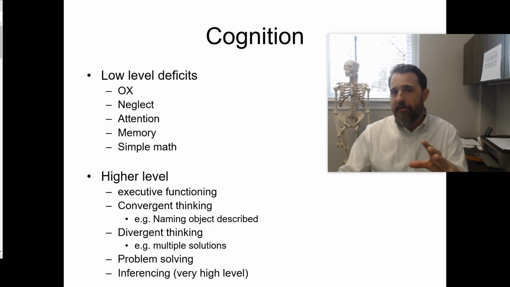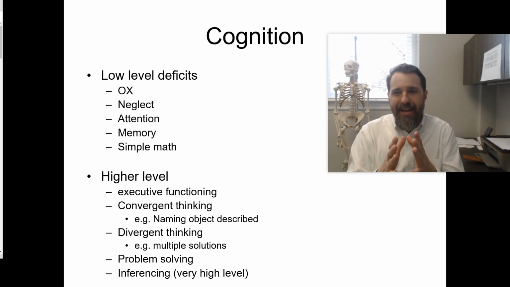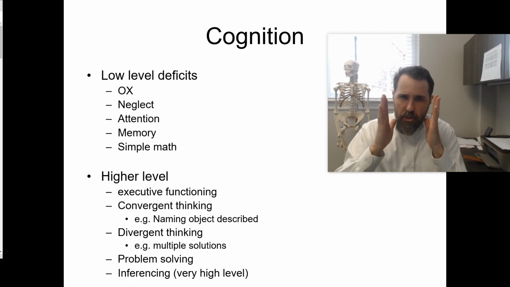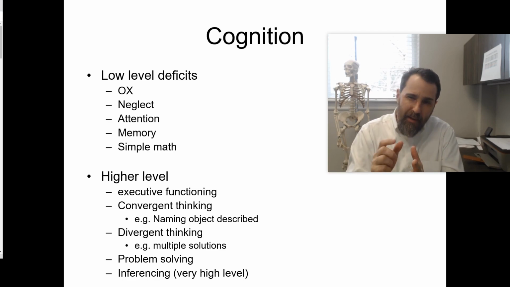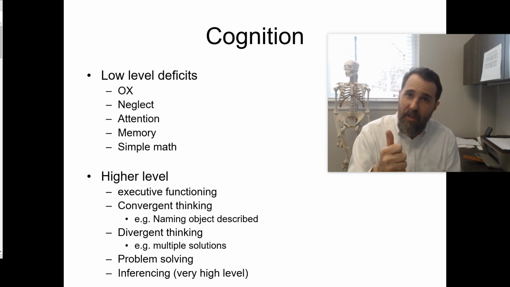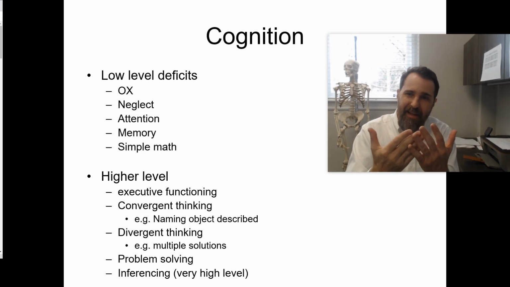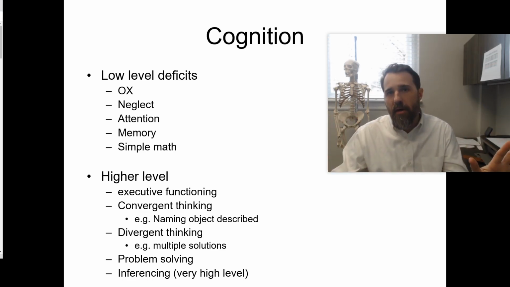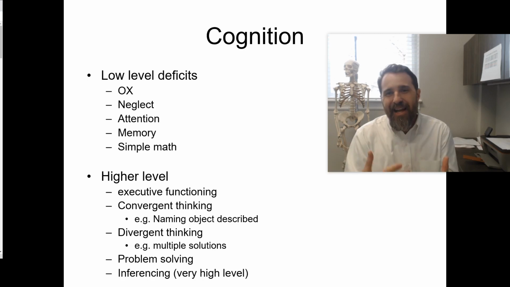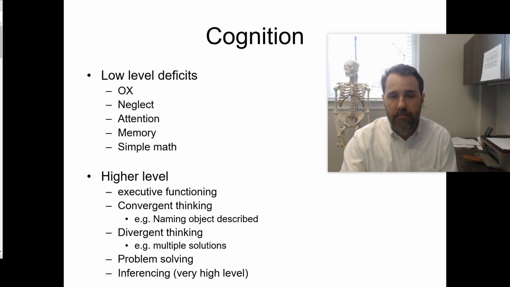is that oftentimes they may have pretty intact problem solving, but it's extremely narrow. So they may be able to generate one solution to a simple problem, but once they generate that one solution, it's like they're blinded to all other possible solutions to that problem. There's a lack of flexibility in their thinking, in their cognition.